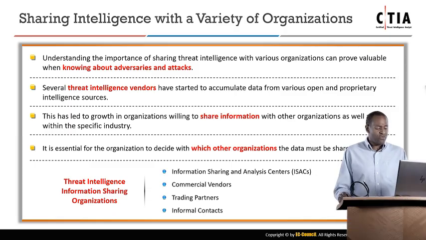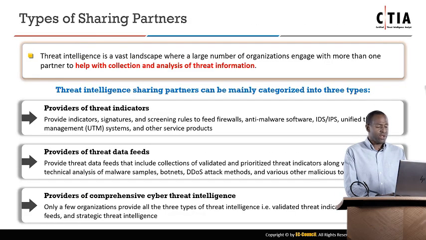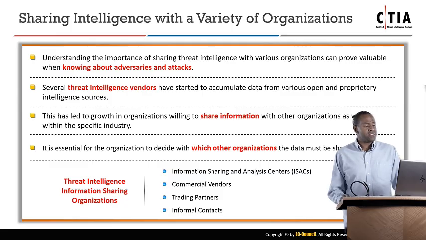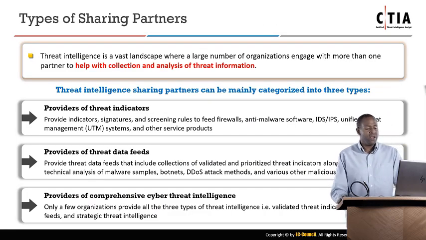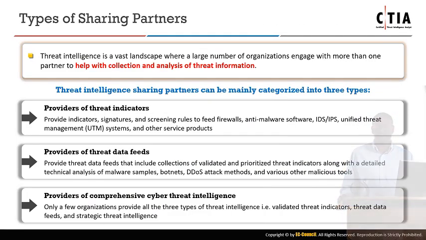So threat intelligence information sharing organizations are, for instance, information sharing and analysis centers, or commercial vendors, or trading partners, or informal contacts even. So there are a variety of ways to go with sharing data with organizations. Let's look at some types of sharing partners out there that we would be able to share information with, and that we would engage.